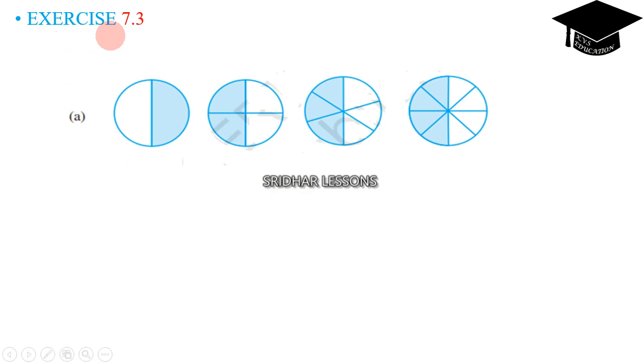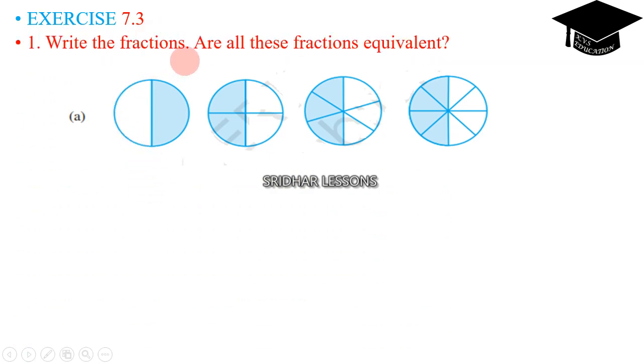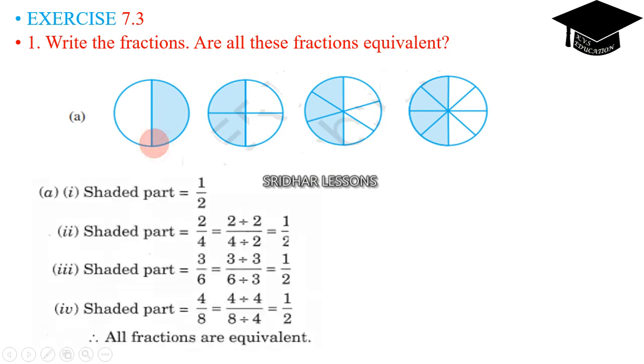Now we will look into exercise 7.3. Write the fractions and check whether all these fractions are equivalent. Tell me what is this one? The shaded part is 1 by 2. Here how many parts totally? 4 parts, and 2 parts were shaded. So it is 2 by 4. This is equal to 1 by 2.